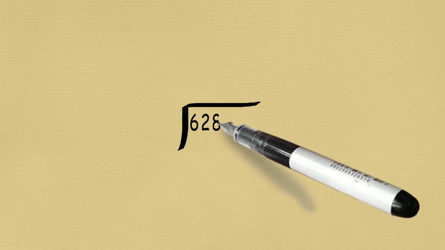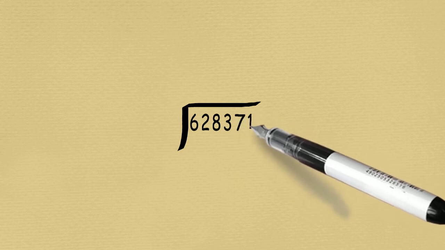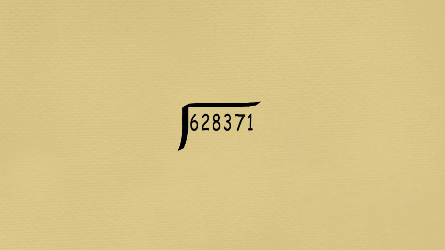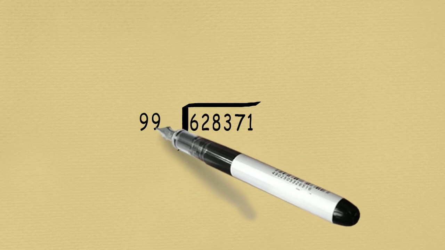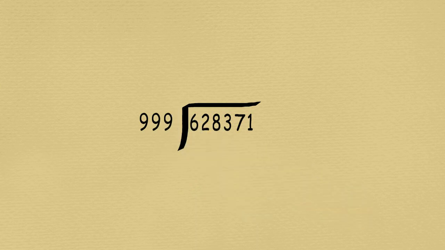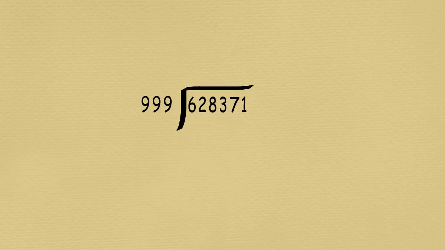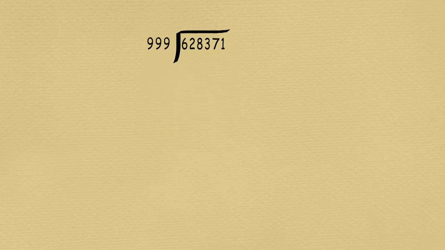Okay, let's divide the number 628371 by the number 99.9. The first thing I'm going to do is produce the multiplication table of 999. And here it is.